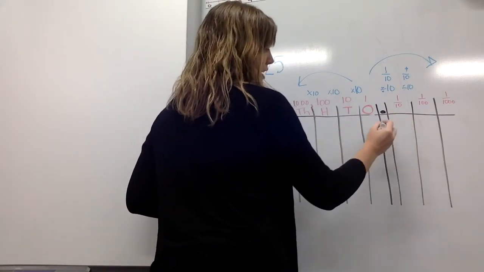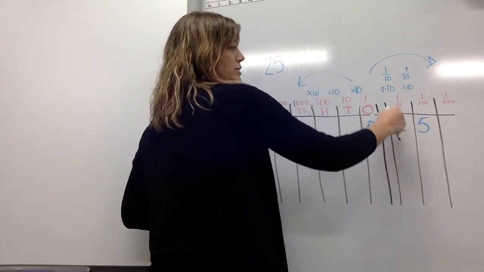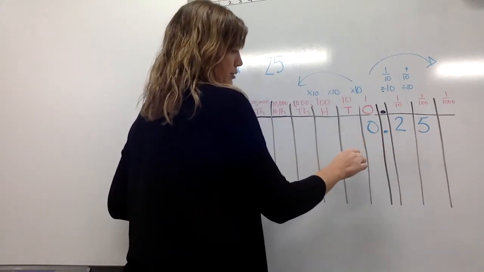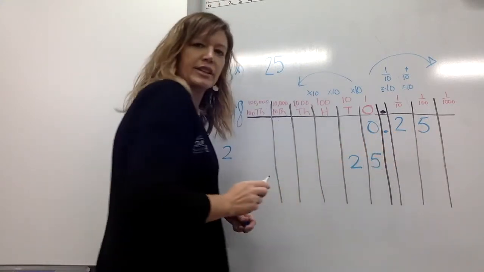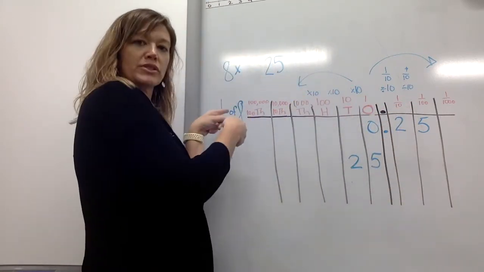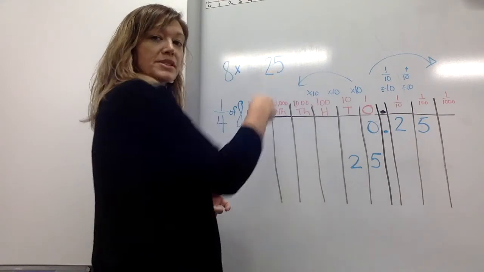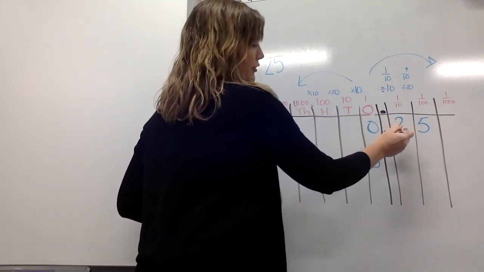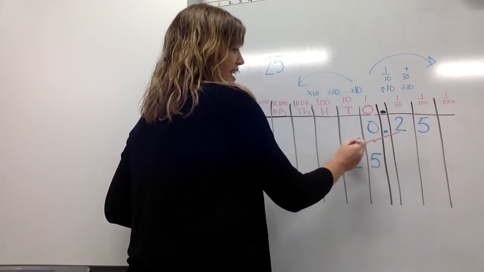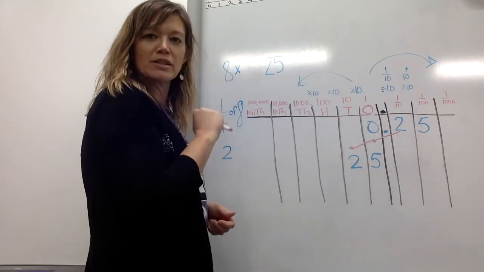So 25 hundredths would be written like this on my place value chart. I have 2 tenths and 5 hundredths. How do I get this number to 25? On my place value chart, I can look and see how many times I moved to the left. Remember what we said? Every time we move to the left, we're doing times 10. So my 2 moved from tenths to ones to 10. I moved over 2 columns on my place value chart.